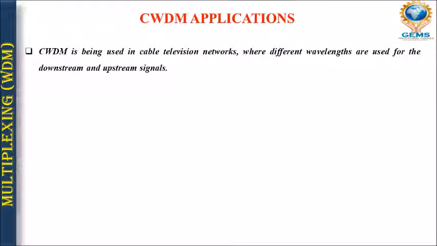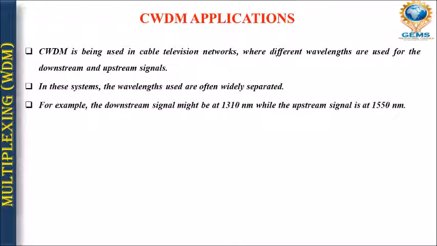It is widely used in television networks, where we use downstream and upstream signals. In this system, wavelengths are often widely separated from each other. Talking about the bandwidth, for downstream we are using 1310 nm and for upstream we are using 1550 nm.